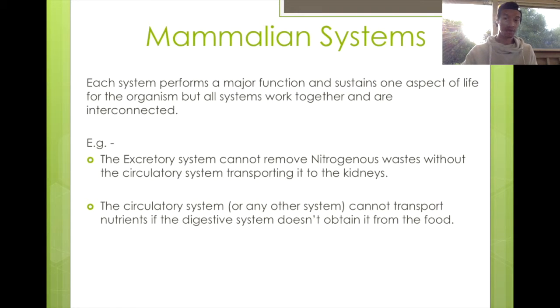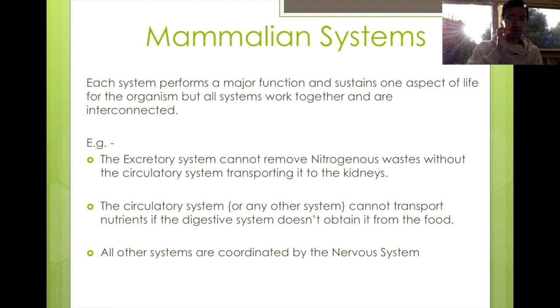Your circulatory system, or basically any other system, can't transport nutrients if the digestive system doesn't obtain them from the food. And so you can see there, once again, 2 systems working together in conjunction with one another. And also your nervous system will coordinate all of those things, yeah? Those things are really important for the overall survival of the organism, okay?